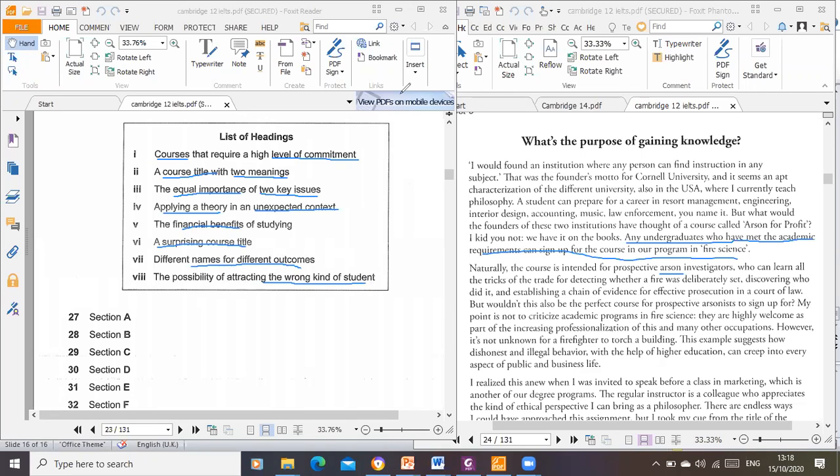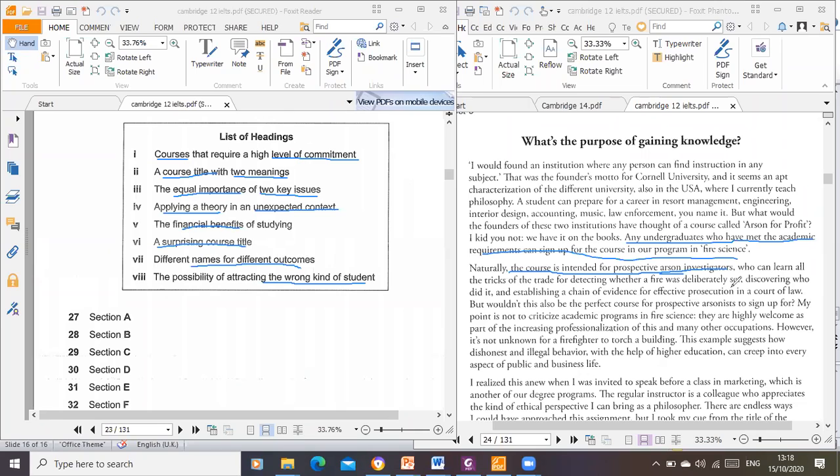Okay, now I will go back to this text. So for section A, because I saw this, I'm already thinking, is it all about students? But if you look at here, naturally the course is intended for prospective arson investigators. Okay, who can lie? I'm already thinking this is probably all about students, either section A or section B, who can lie all tricks. So I'm looking for a sentence that is focal here, that is key here.